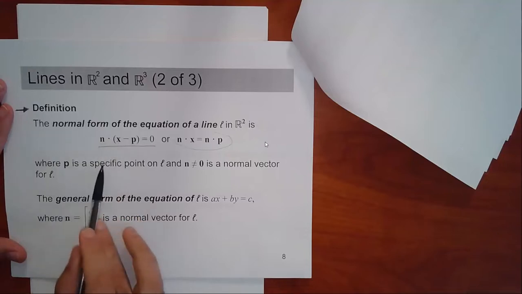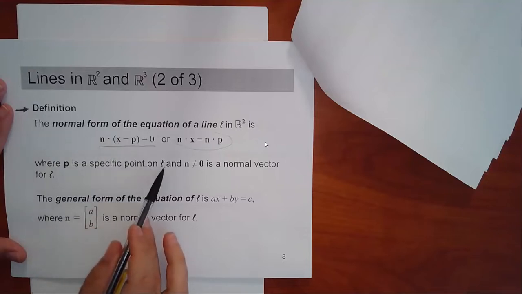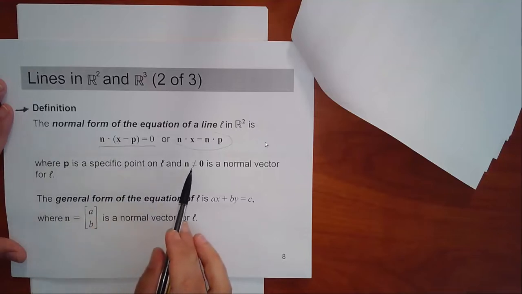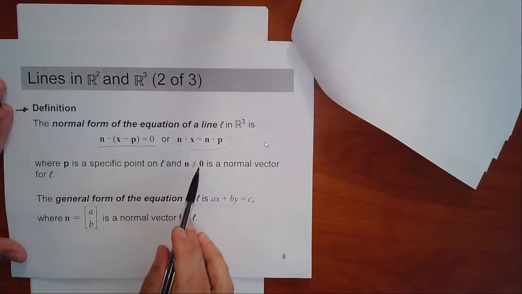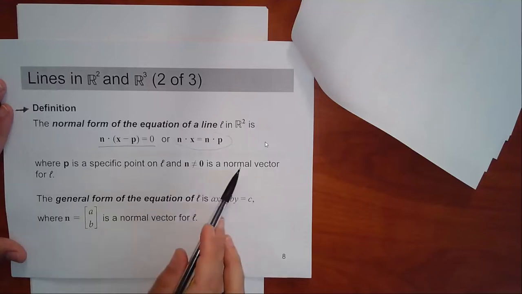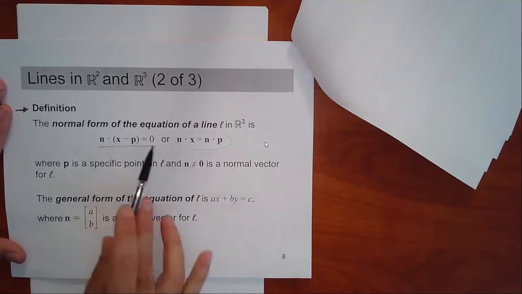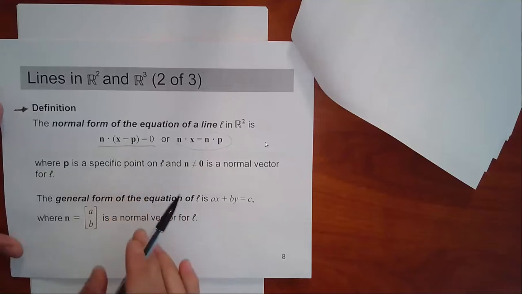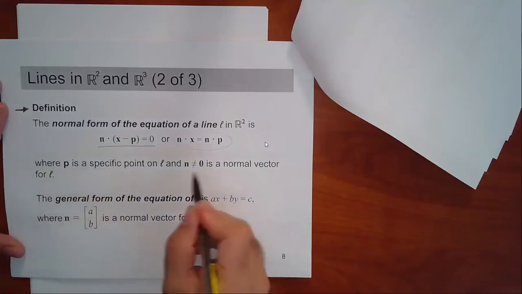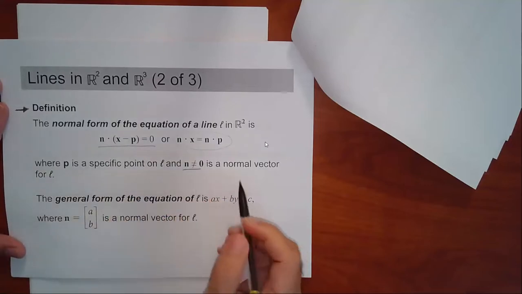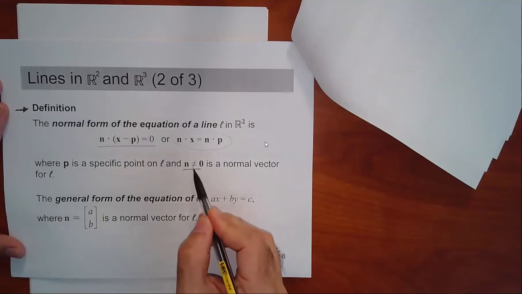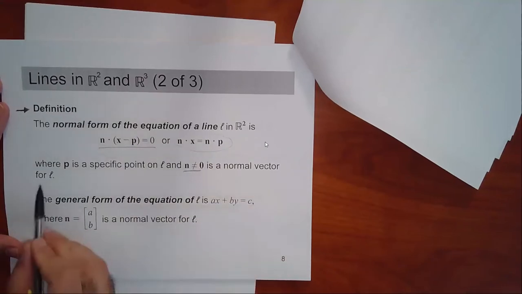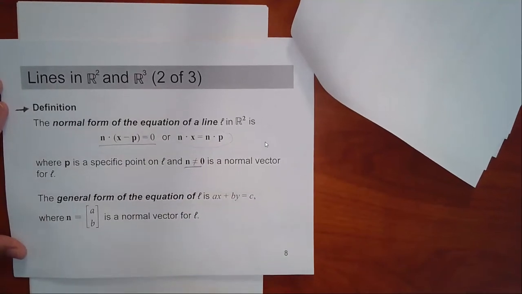So p is a point on the line L, and n not equal to 0 is a normal vector, because if n equals 0, everything is going to be 0. We can't write down the equation. So always the normal vector n is not equal to 0, and it is a normal vector for L. That means it's orthogonal to L.